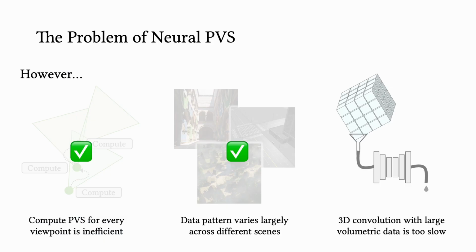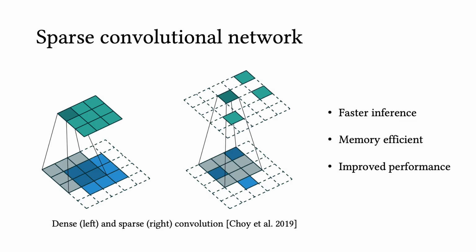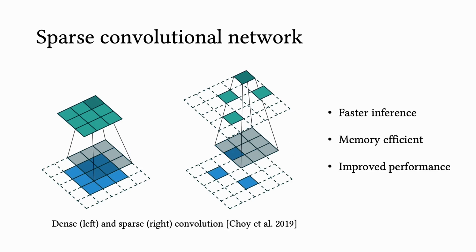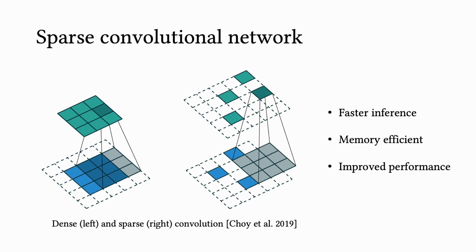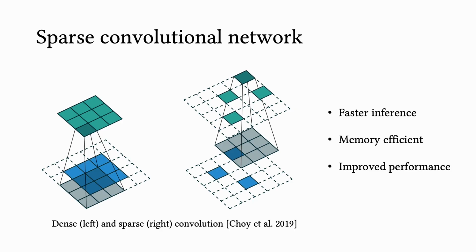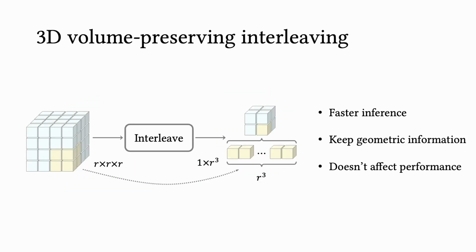Classical 3D convolutional networks use dense representation to learn 3D geometry patterns. Dense representations have extremely high memory consumption and lead to slow inference speed. Instead, we use a sparse 3D convolution network and store the data as a sparse tensor, where operations like convolution are faster, more memory efficient, and usually with better performance. To further improve the inference speed, we adopt a 3D volume-preserving interleaving, where some of the elements in the 3D tensor are compressed as extra feature channels to gain speed improvement while keeping the geometric information and doesn't affect performance.